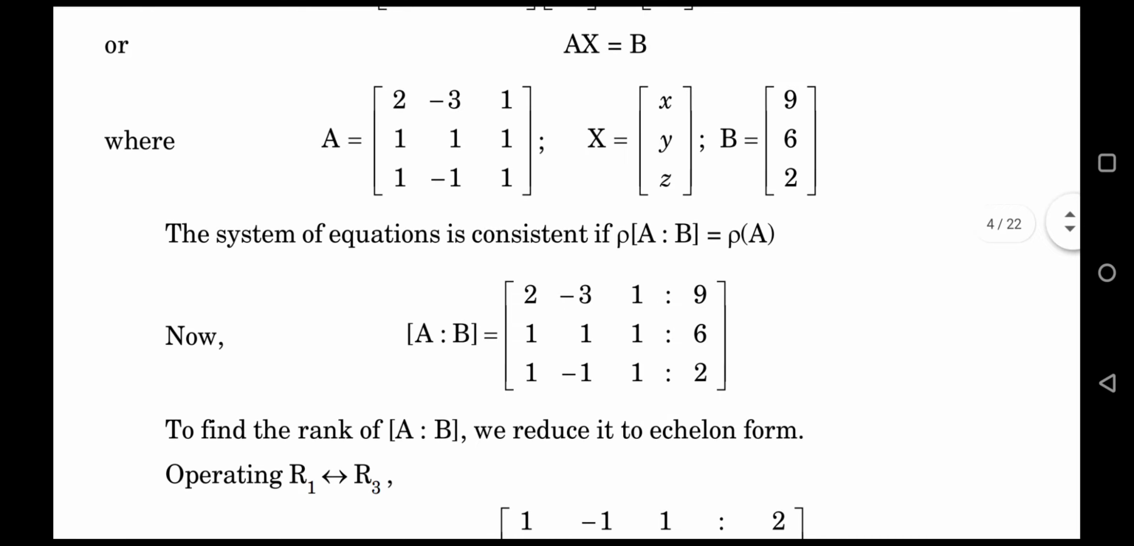Now here we find the matrix A augmented B. A is the matrix 2 minus 3 1, 1 1 1, 1 minus 1 1, augmented with B, 9 6 2. In this way we can find a new matrix A augmented B.